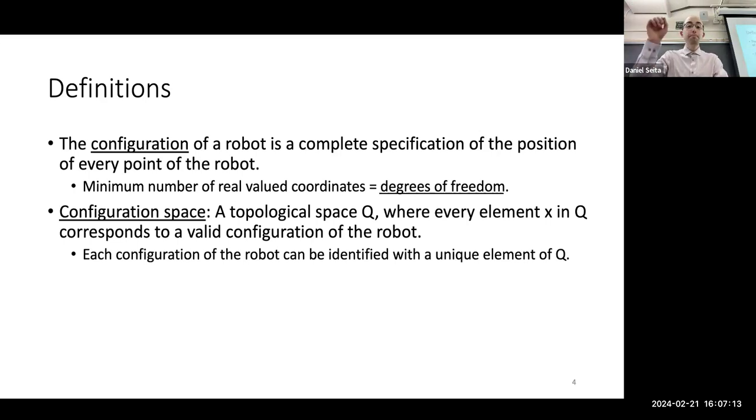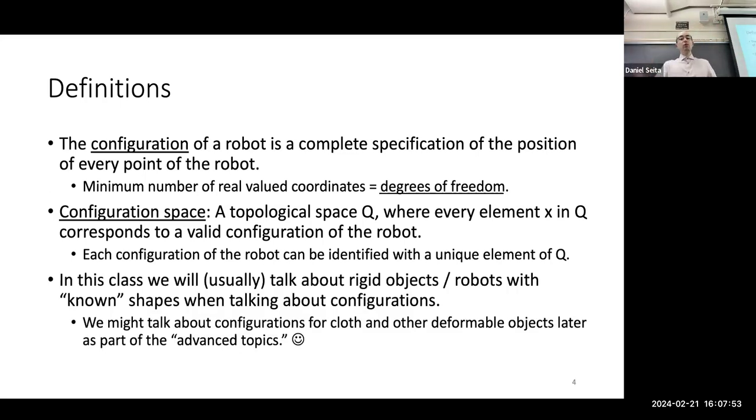And a configuration space is a topological space where every element x in Q corresponds to a valid configuration of the robot. So it's this abstract space. We'll go through some examples where every point in it is one possible way that the robot could be. Every configuration of the robot can be identified with a unique element in Q. So Q is just the wording that we use for configuration. We also call it a C space. I'll use that later today as well.